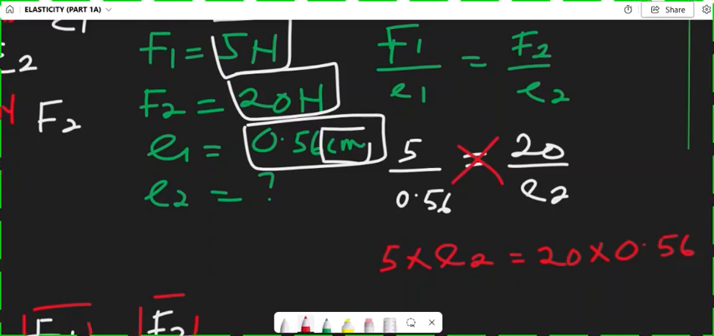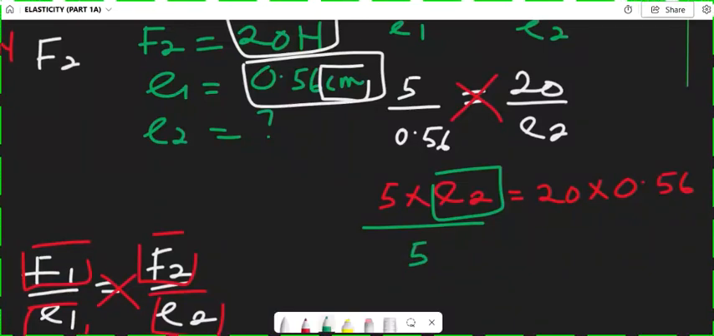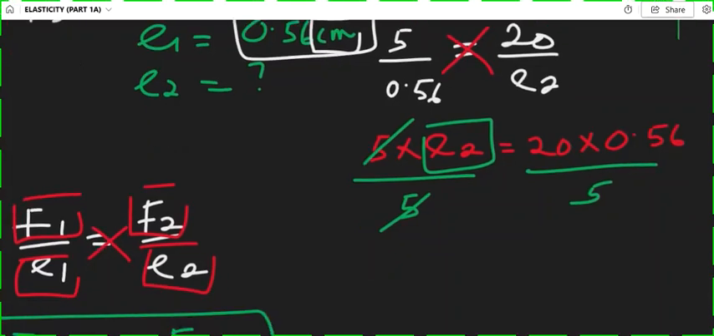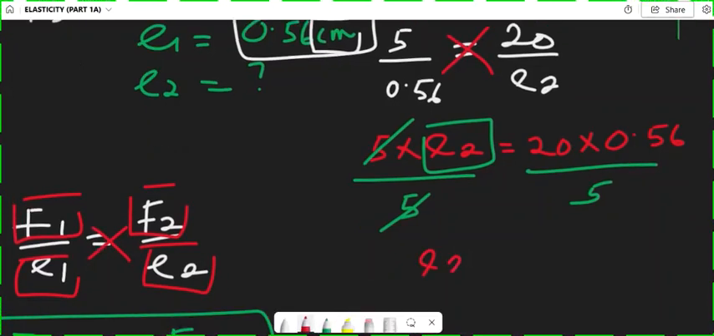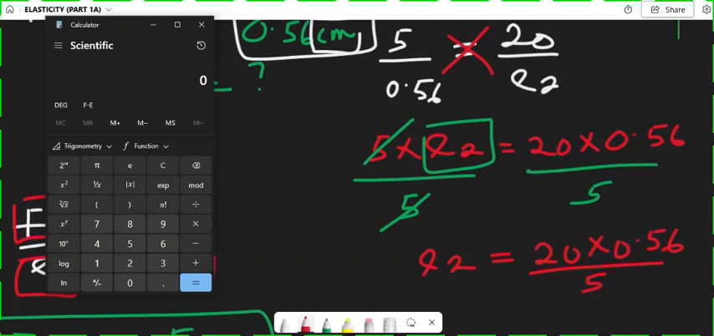0.56. So in this case, you know you are looking for the value of your E2. What you just need to do, I will advise you to divide both sides by your 5. Divide both sides by your 5 immediately so you can cancel this. And when you cancel this, you're going to have that your E2 will be given as 20 times 0.56 all over your 5. With the help of your calculator, you can get the value of that.